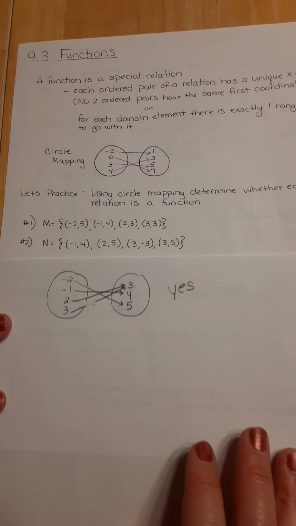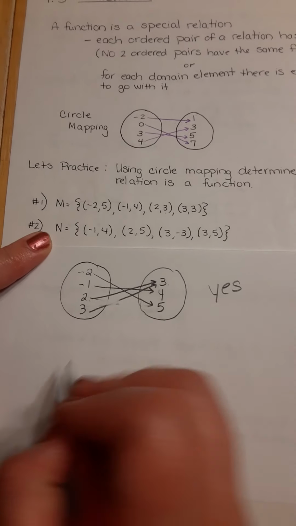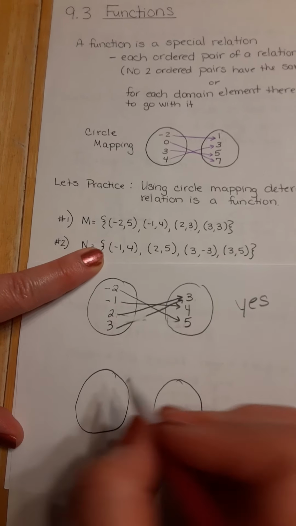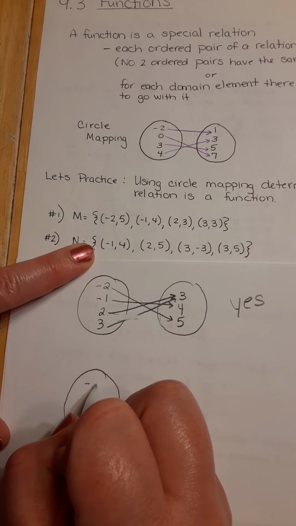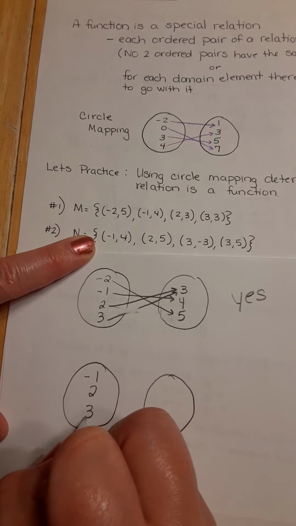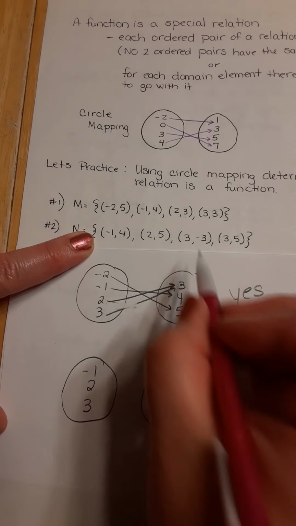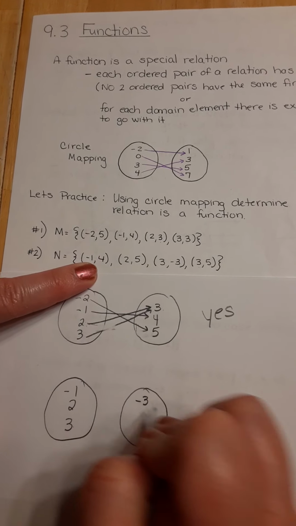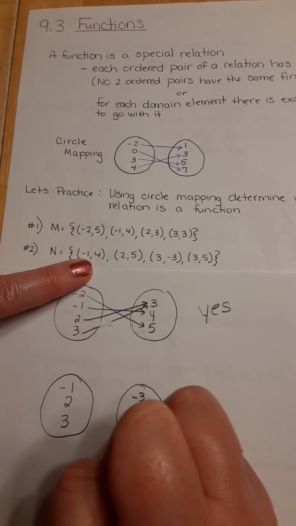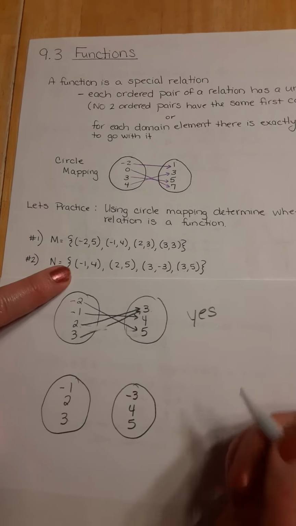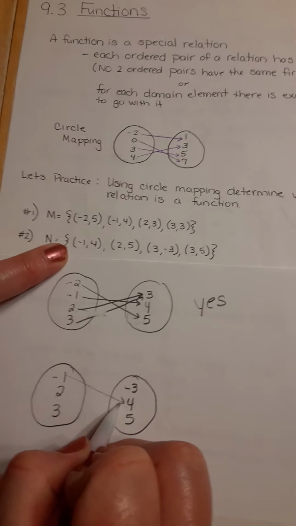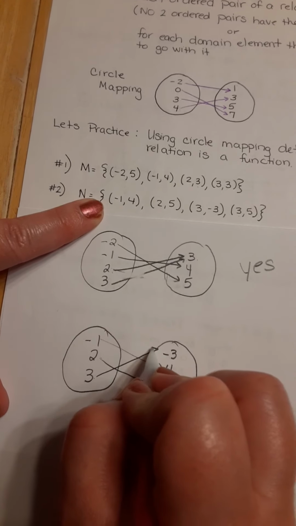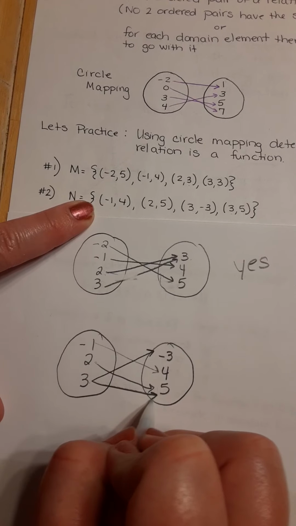Let's do the next example. We've got n. I'm going to do my circles again and line up my x's and my y's. So -1, 2, 3. I have double 3s, but I'm only going to write it once. Then I write out my y's: -3, 4, and 5, which appears twice. Now I start my arrows. -1 goes to 4. My 2 goes to 5. My 3 goes to -3. And my 3 goes to a 5.